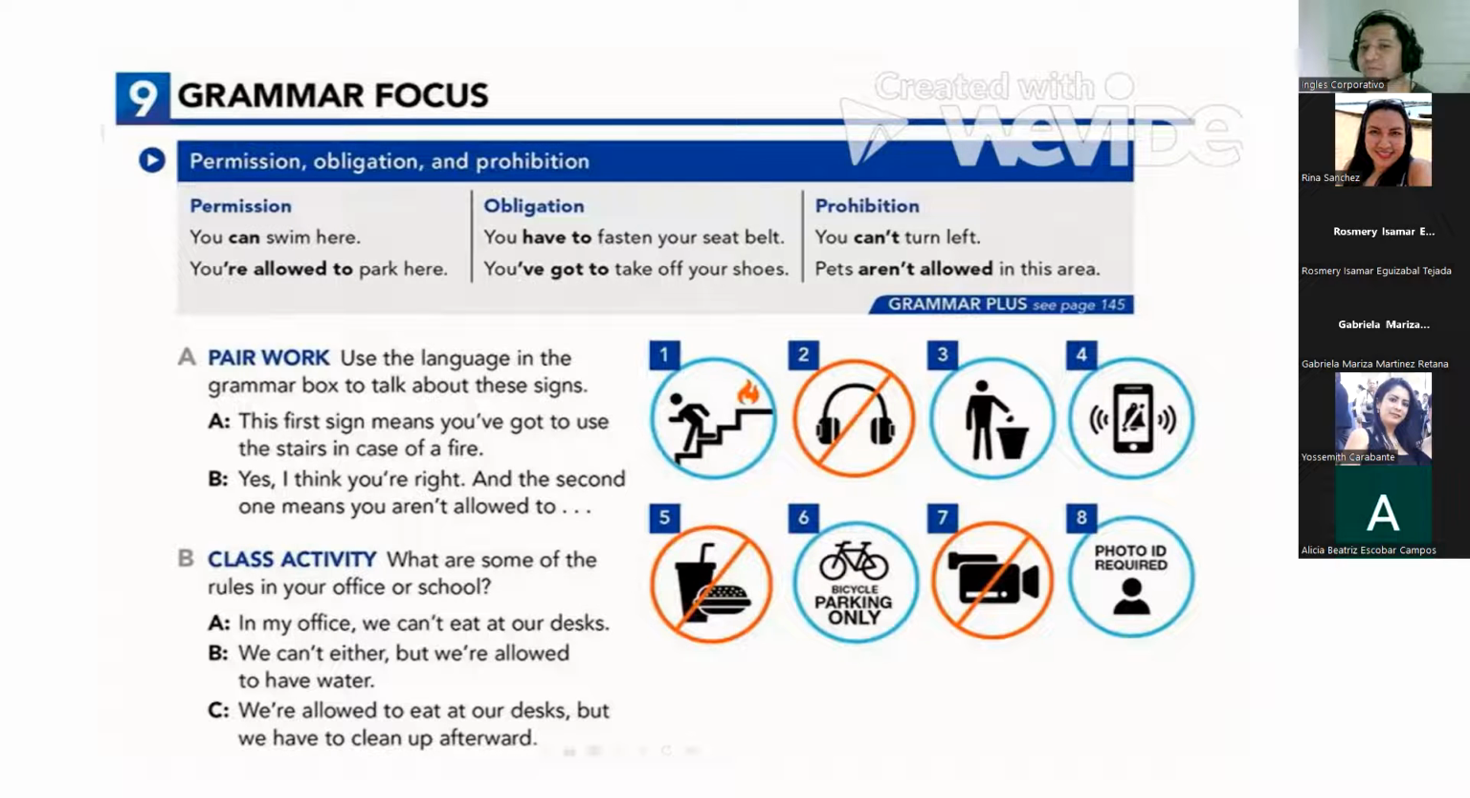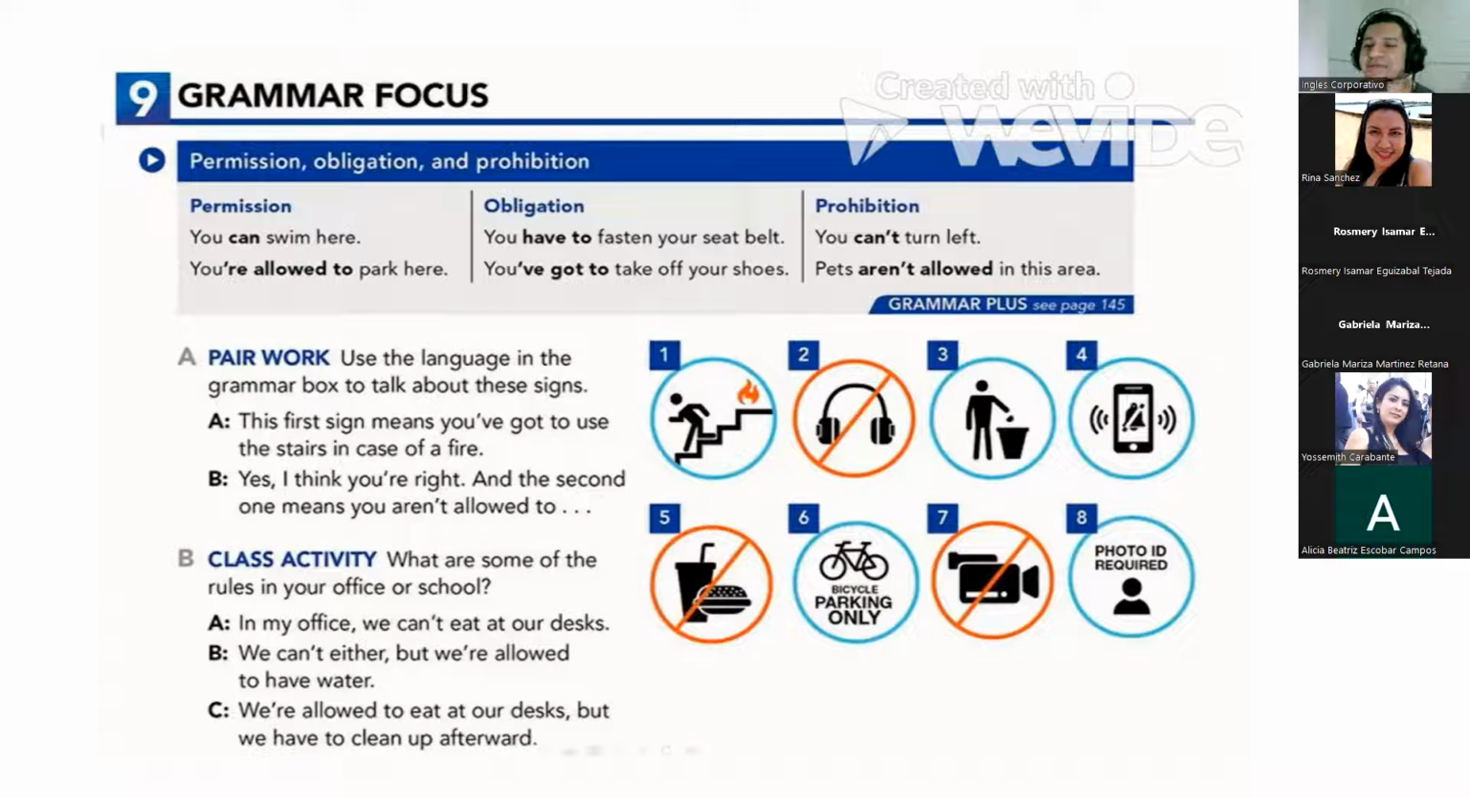Number 5. What is number 5? Prohibition. And what does that sign mean? You can't eat fast food. Nah, I'm joking. You can't eat in the place. That is the sign. Yes, you can eat here, you can eat in this area, not allowed, right? For example, in the movie theater, if you go to the movie theater, you're not allowed to bring food inside. That is not allowed. You cannot do it.